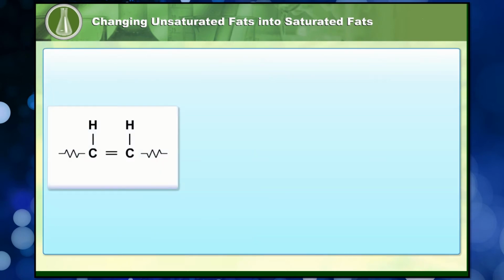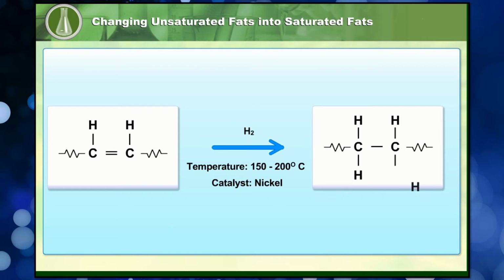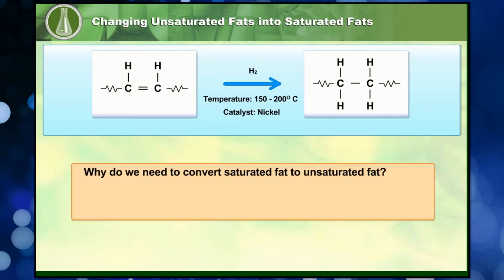Unsaturated fats can be converted to saturated fats through hydrogenation. The catalytic hydrogenation process is carried out by bubbling hydrogen gas through hot liquid oil in the presence of fine particles of nickel catalyst. Why do we need to convert unsaturated fat to saturated fat?